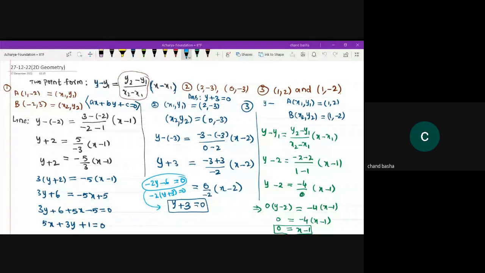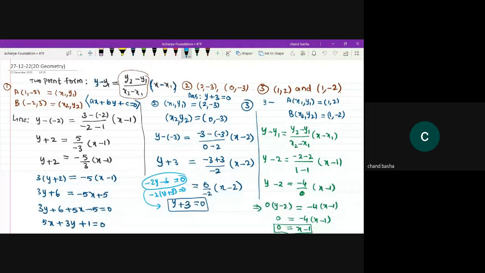Yes, Rohan. Sir, 0 into x minus 1 equals 0 is correct only. But will it be right if we write y plus 2 equals undefined or minus 4x? No, you cannot. Undefined means there is no straight line formed. You cannot write like this. We need to represent the equation of the straight line. If you write y minus 2 is undefined, it means we don't have such a line. That is its meaning. So you cannot write like this.